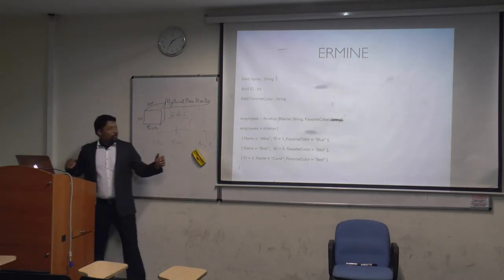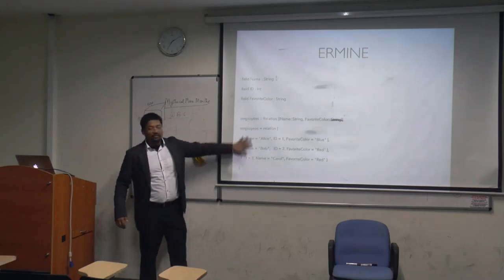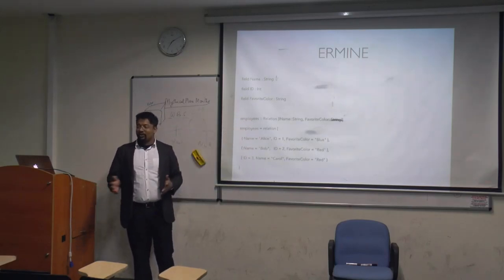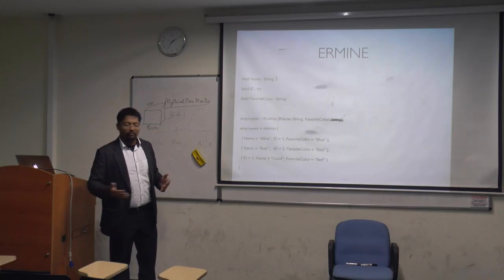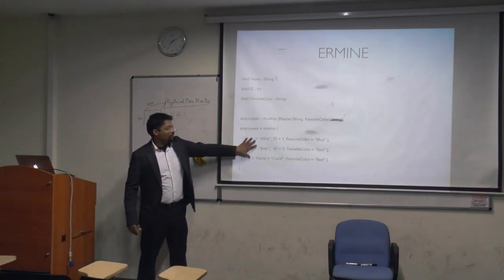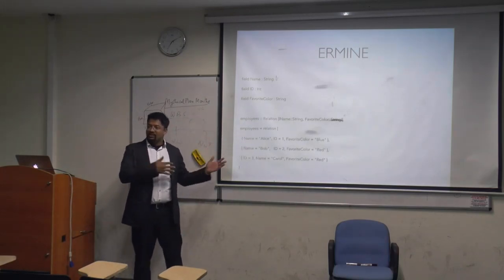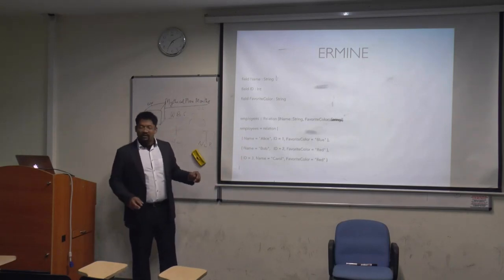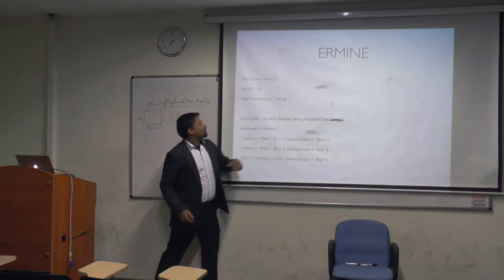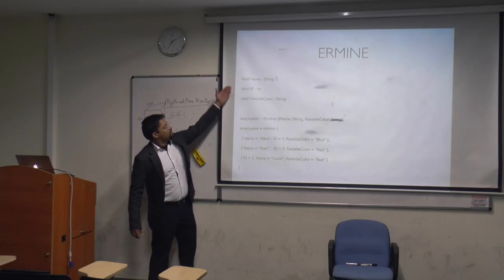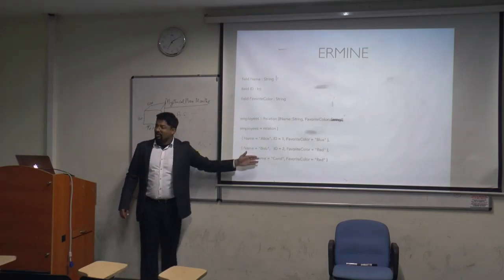So you can define relations in the code, or you can access some database table. It's up to you. Here I'm defining it in the code itself. It's a table literal, you can say, right? It has a name column, a favorite color column, and I have to define fields which I can use in tables later on.